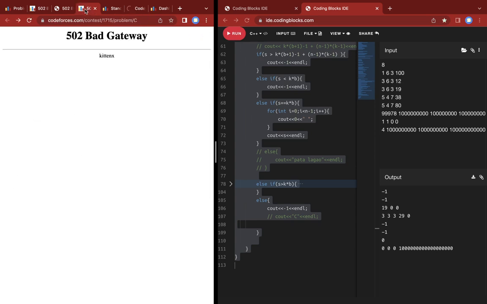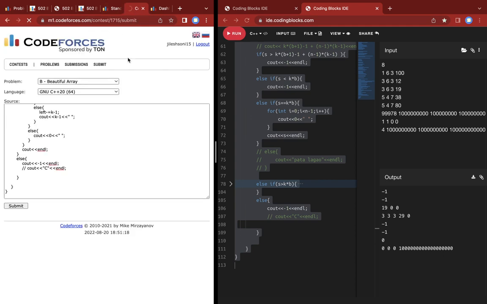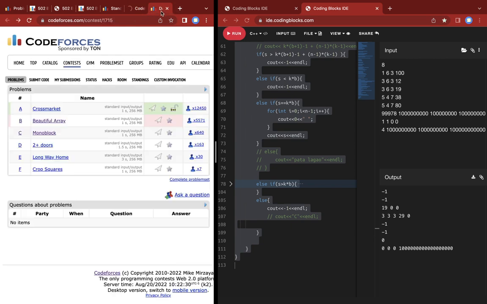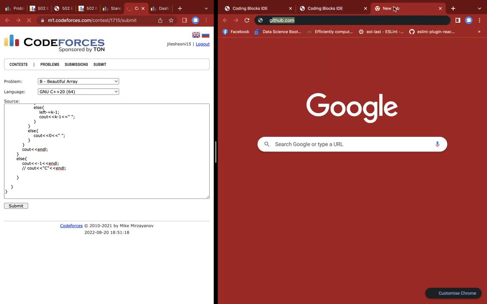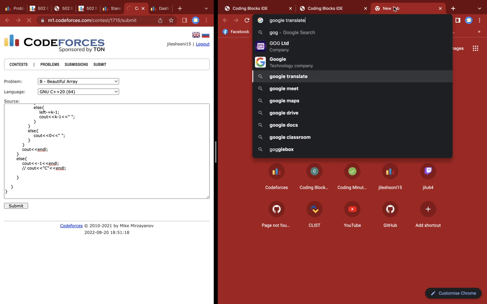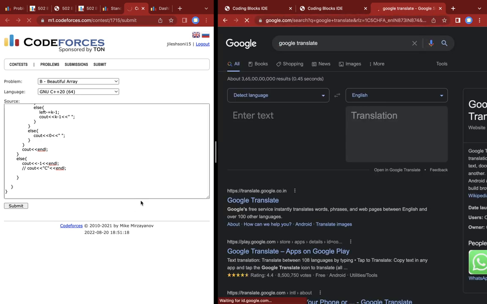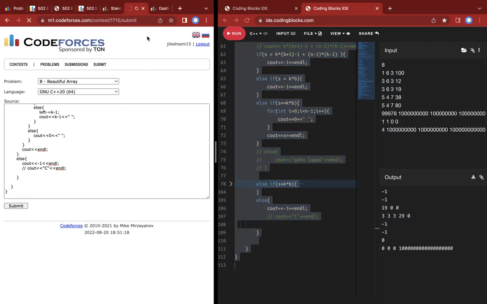Okay, 502 bad gateway, Kitten X. This is gonna show the same. And that means this contest is unrated. And we shall be heading home. This is our last bet. Let's try if my connection is fine. And my connection is fine. So the issue is with Codeforces.